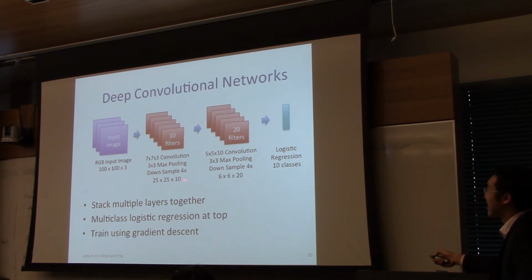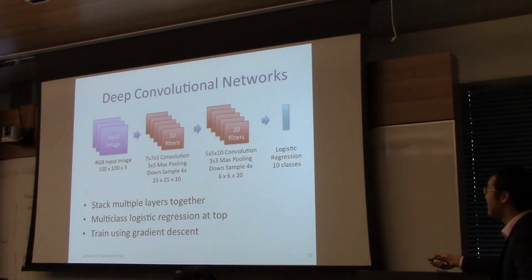And then the next layer takes as its input this 25x25x10 "image," quote unquote, with 10 channels, and it has 20 filters, and it does 5x5 convolution over all 10 channels, downsample, max pooling, downsample, you get 6x6 images by 20, and now you do logistic regression on this, right? So from a 100 by 100 image, we've reduced that to a region that has a resolution of 6x6, and by 20.